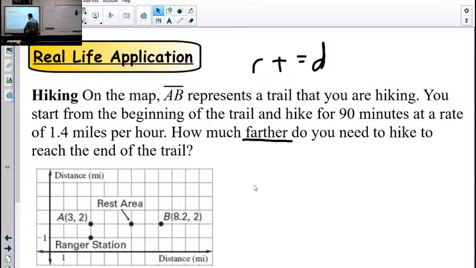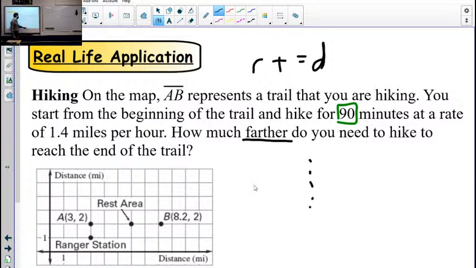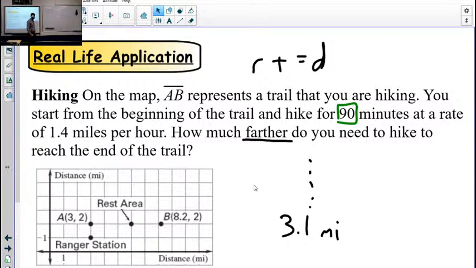One more hint for you. Remember, I've been talking about how important units are along that line. I don't want to use 90 as my time. 90 should not get plugged into your time. A different number should get plugged in for time, because the units are important. And I'll tell you that if you do it correctly, your final answer of how much farther you need to go to the end. So you figure out how far you've gone so far, you figure out how long the entire path is. How much farther do you need to go? Your final answer should come out to be 3.1 miles. That should be your final answer.